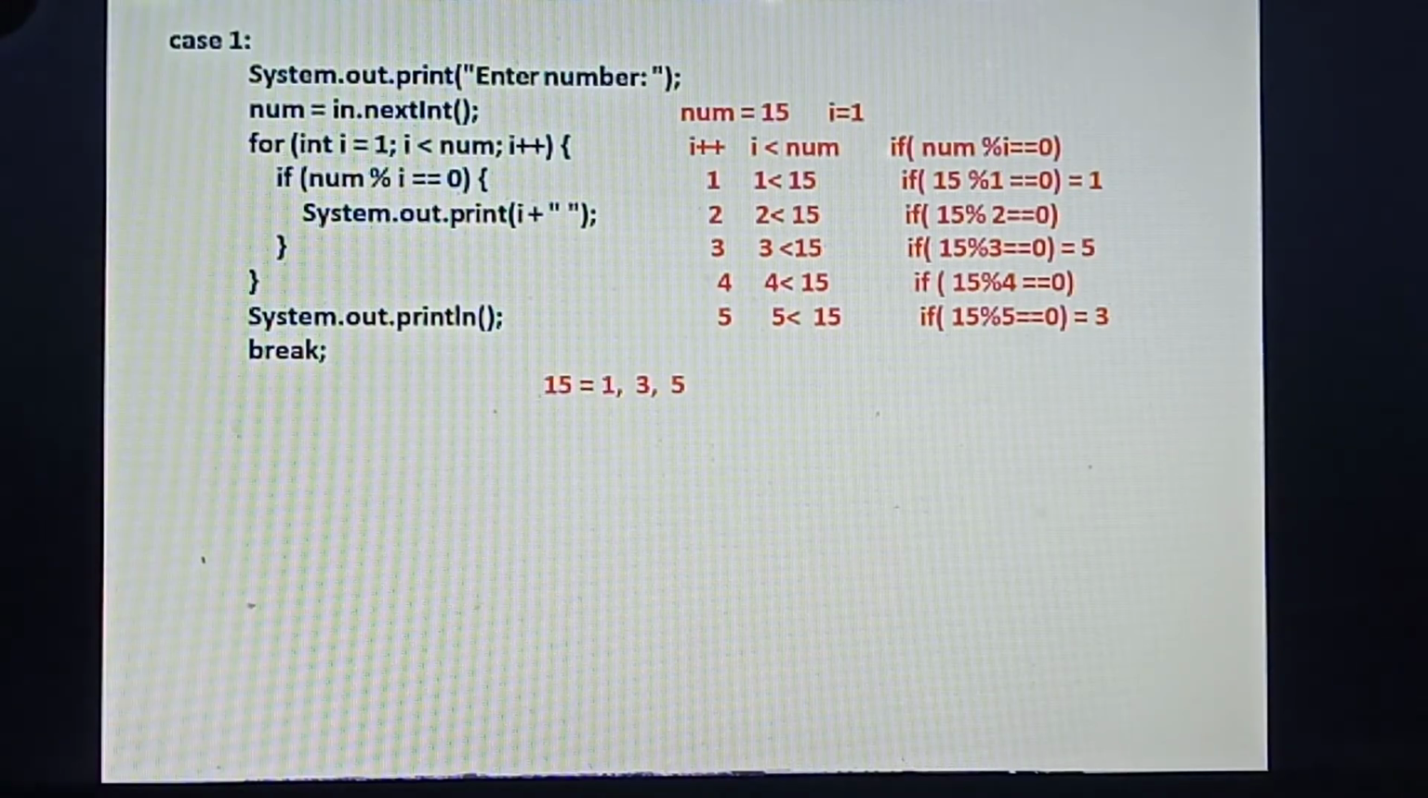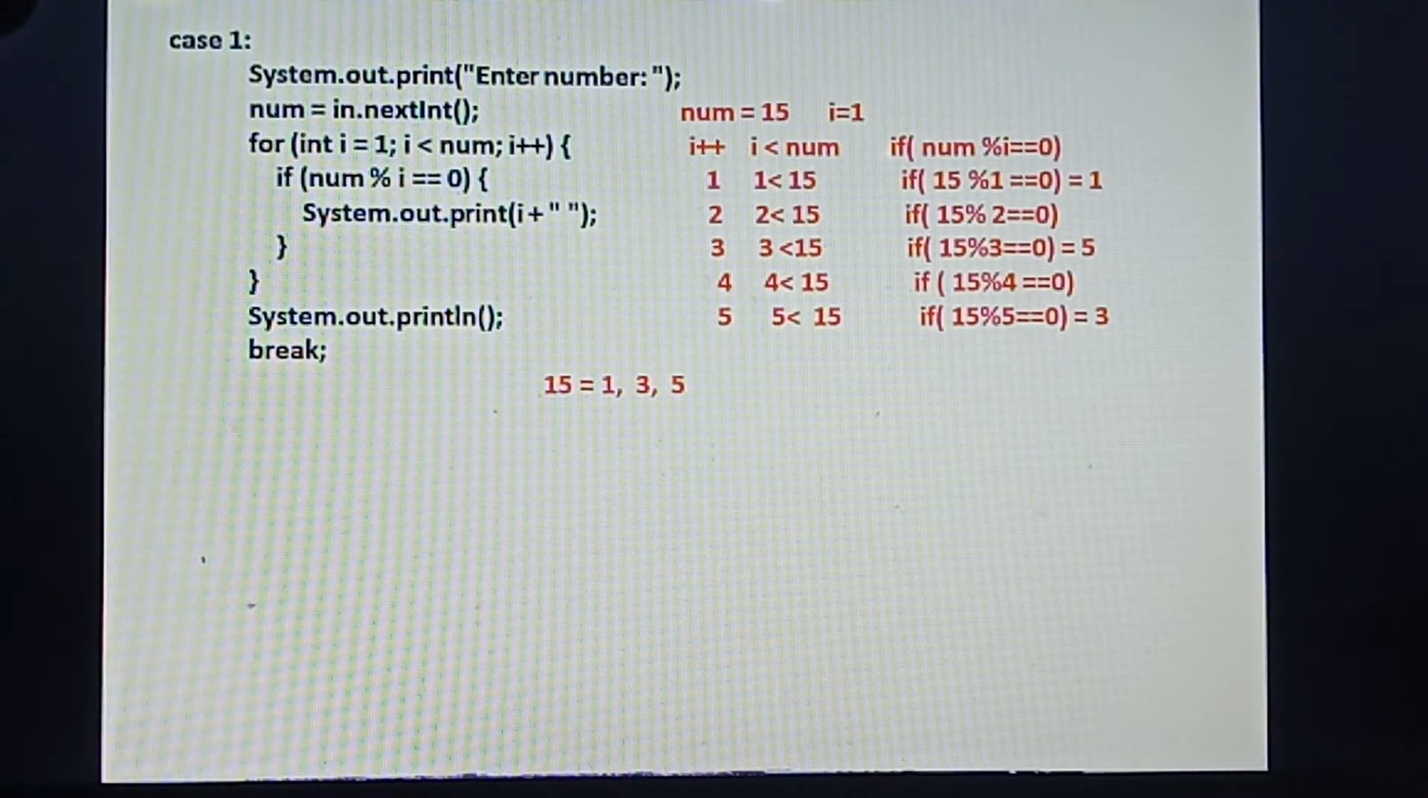Now case 1. Case 1 is System.out.print, enter number, num equal to in.nextInt. Now we take one loop, for int i equal to 1, i less than num, semicolon, i plus plus, and open the curly bracket. Then check if num mod of i equal to 0, then you have to print i. Because we have opened two curly brackets here, you have to close the two curly brackets, and after that write System.out.println and break. So case 1 is over.